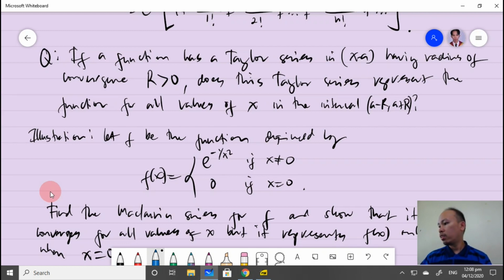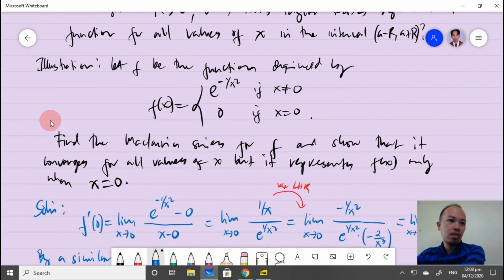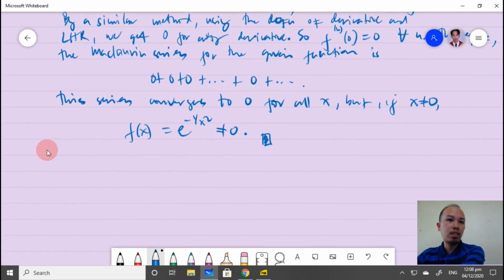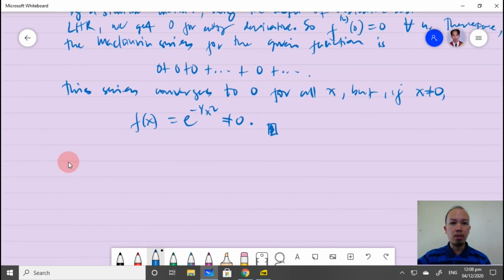Okay, so the question is: is there a method, a theorem, or a shortcut that will give us a way to determine whether a function is represented by its Taylor series? That's the theorem that I am going to write after this discussion. I am going to write it here first, and then I'm going to come back to discuss that theorem.